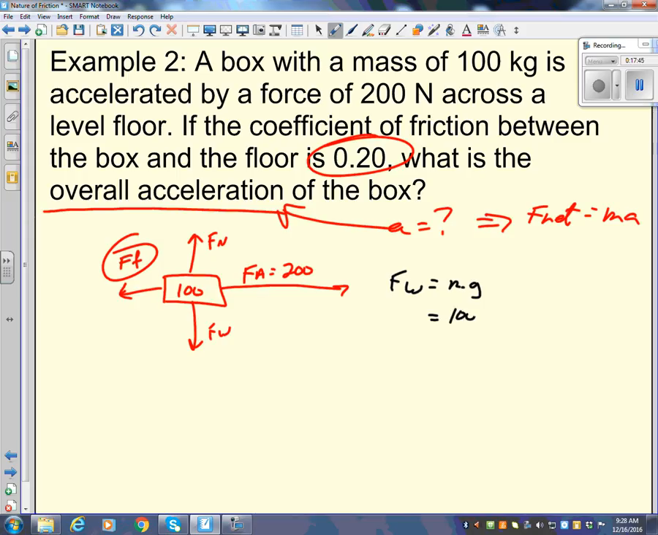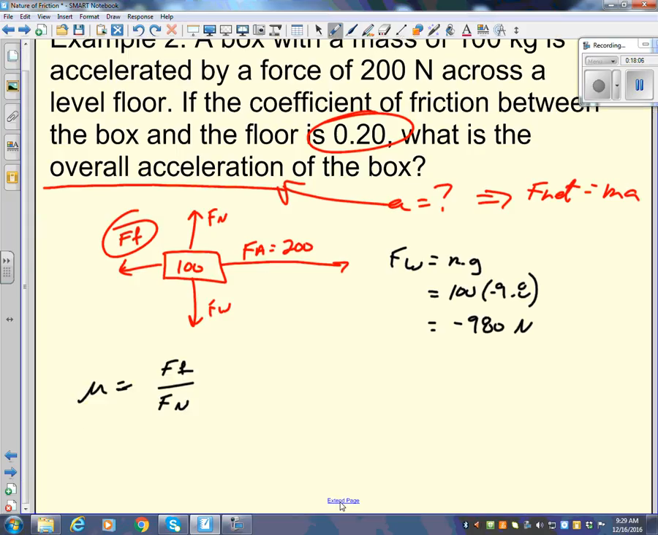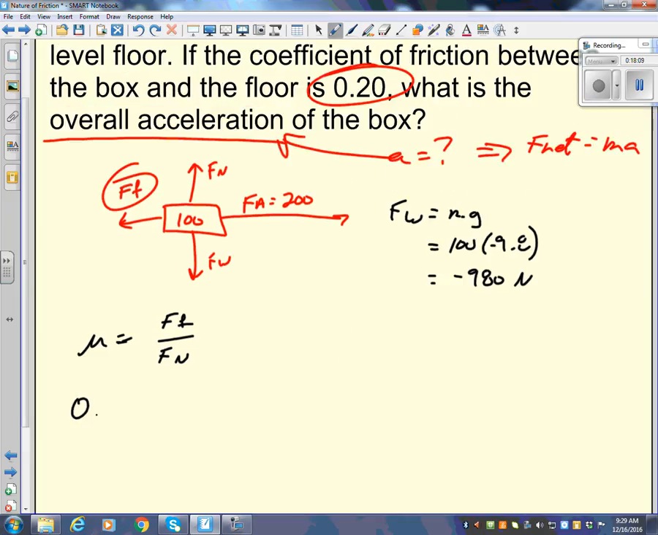So 100 times, I guess, minus 9.8. The weight force is minus 980. Is that right? Newtons. And now I'm going to go mu equals FF over Fn. And that mu value is 0.20. We're solving for friction force, and the normal force is minus 980.